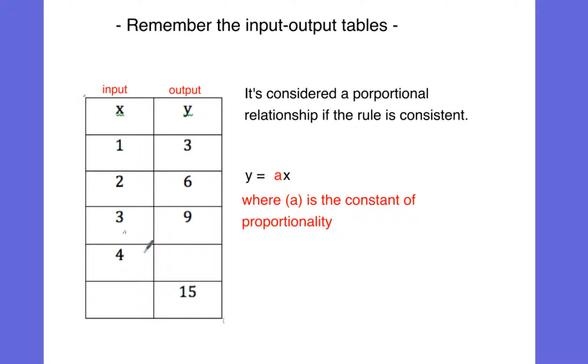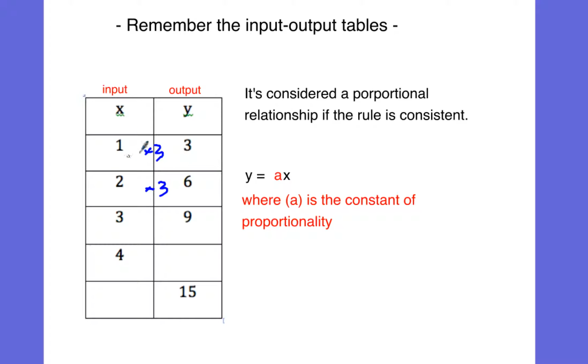So we did these input-output tables before, okay? And what I want to do first, let's just complete this input-output table based on what we know, and then we're going to talk about whether or not it is a proportional relationship. So we've seen this one before. My rule for this one is it is being multiplied by 3 every single time.